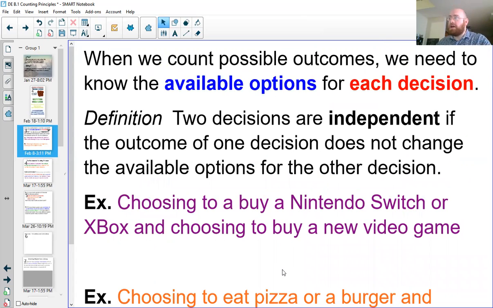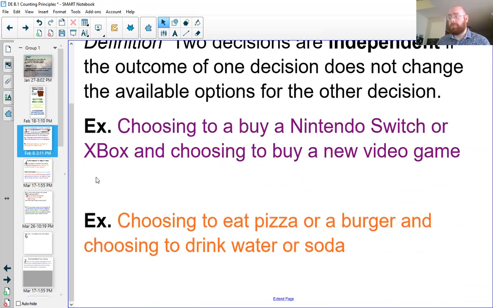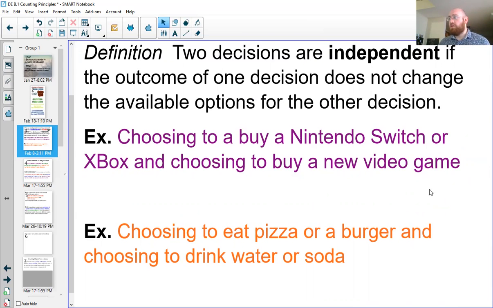When we count possible outcomes, we need to know the available options for each decision. So here's a definition. Two decisions are independent if the outcome of one decision does not change the available options for the other decision. We have a couple different examples here.